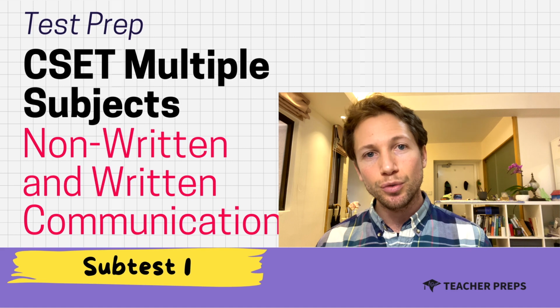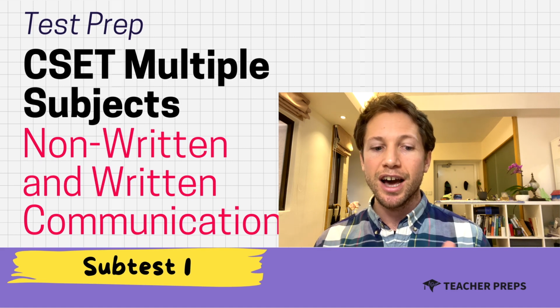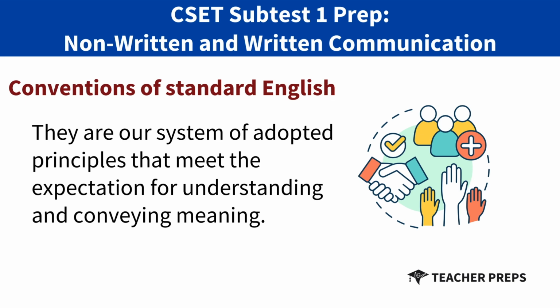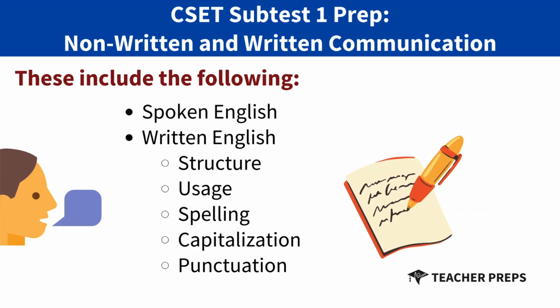All right, let's jump straight into this written and non-written communication. Starting with linguistic structure, which you're going to want to know that includes patterns of pitch, syllable stresses, and rhythmic patterns too. Now, keep in mind that conventions of standard English are our system of adopted principles that meet the expectation for understanding and conveying what we're talking about so we can give meaning to our words, sentences, phrases. Now, these include spoken English, written English, structure, usage, spelling, capitalization, and punctuation.